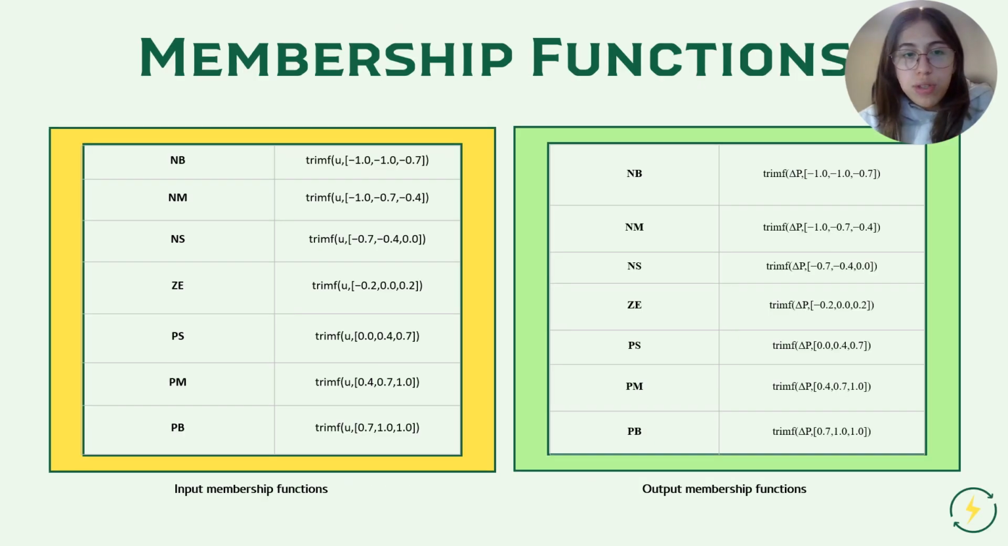To better visualize this, we can take a closer look at what these membership functions are. They define how the controller will interpret the input signal and determine the appropriate output adjustment. If we start here with the input membership functions, we can categorize the input variable u, which was previously defined using the sign distance method, into 7 different linguistic terms. So as we just said, NB, NM, NS, and so on.